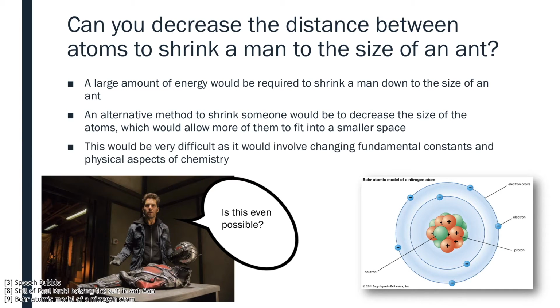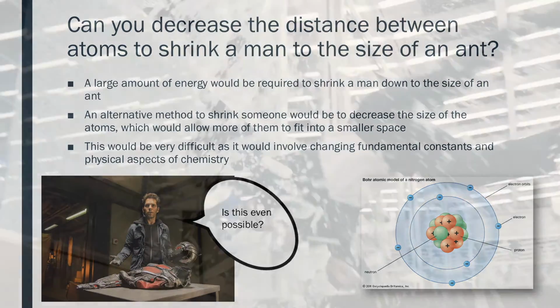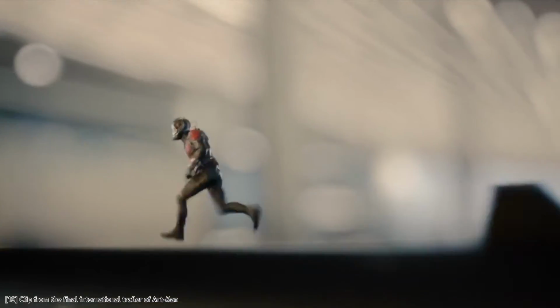One alternative way of shrinking a person would be to decrease the actual size of atoms by decreasing their Bohr radius, although this would be extremely difficult to do as it would involve changing some fundamental parts of chemistry. If in the film the Pym particle was able to accomplish this, it would make the supersuit much more viable, as well as explain some scientific plot holes in the movie, making scenes like this possible.